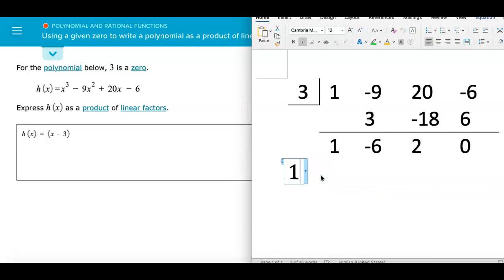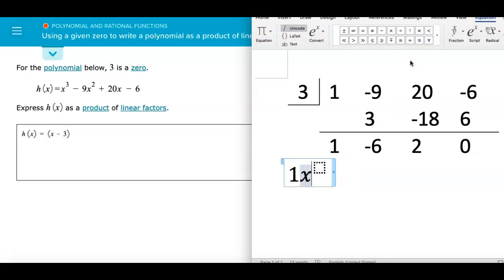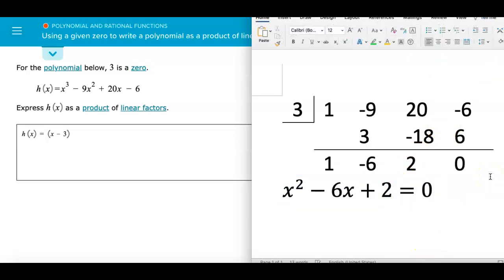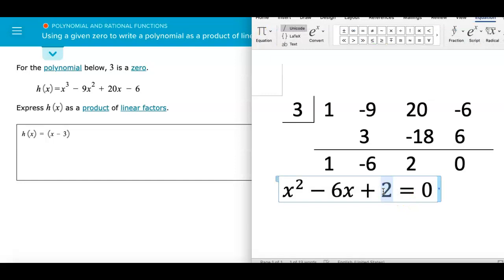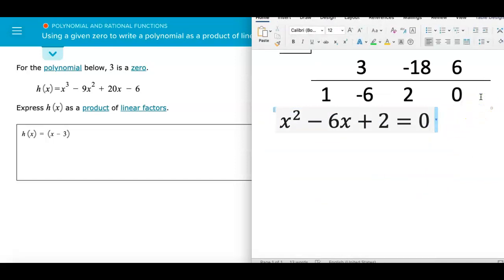The quotient is 1x squared minus 6x plus 2. What we do is we must set this equal to 0 and solve for the additional zeros. Is it factorable though? I don't think it is, because the only number pair that multiplies to give you 2 is 1 times 2, and they're not going to add up to -6. So unfortunately, I will be solving this by either, it's up to you.